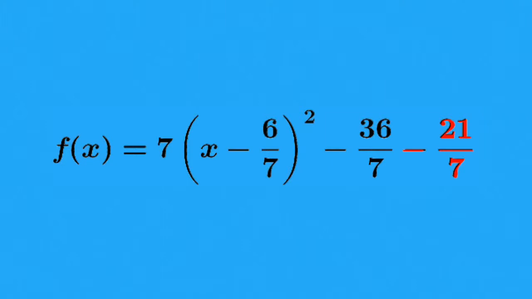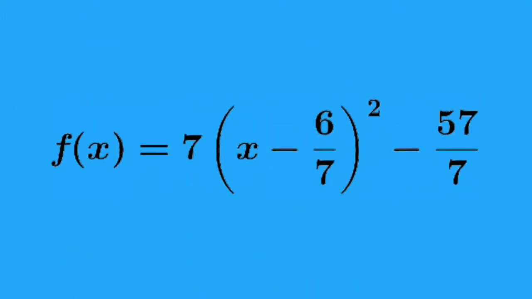To simplify the outside, I do need to find a common denominator, which in this case is 7. Ultimately, after factoring and combining like terms, this is my final answer. While fractions can be challenging, the procedure remains the same.